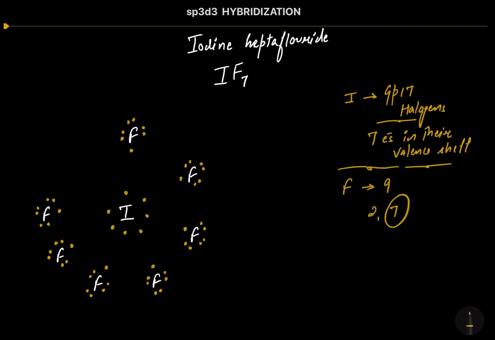Now in this structure, what's going to happen? All the fluorine atoms are going to make 1-1 bond with the iodine atom. So that's the first bond of the first fluorine with iodine. That's the second bond of the second fluorine with iodine. That's the third bond of the third fluorine with iodine, the fourth bond of the fourth fluorine, the fifth bond of the fifth fluorine, the sixth bond of the sixth fluorine, and that's the seventh bond of the seventh fluorine with iodine.